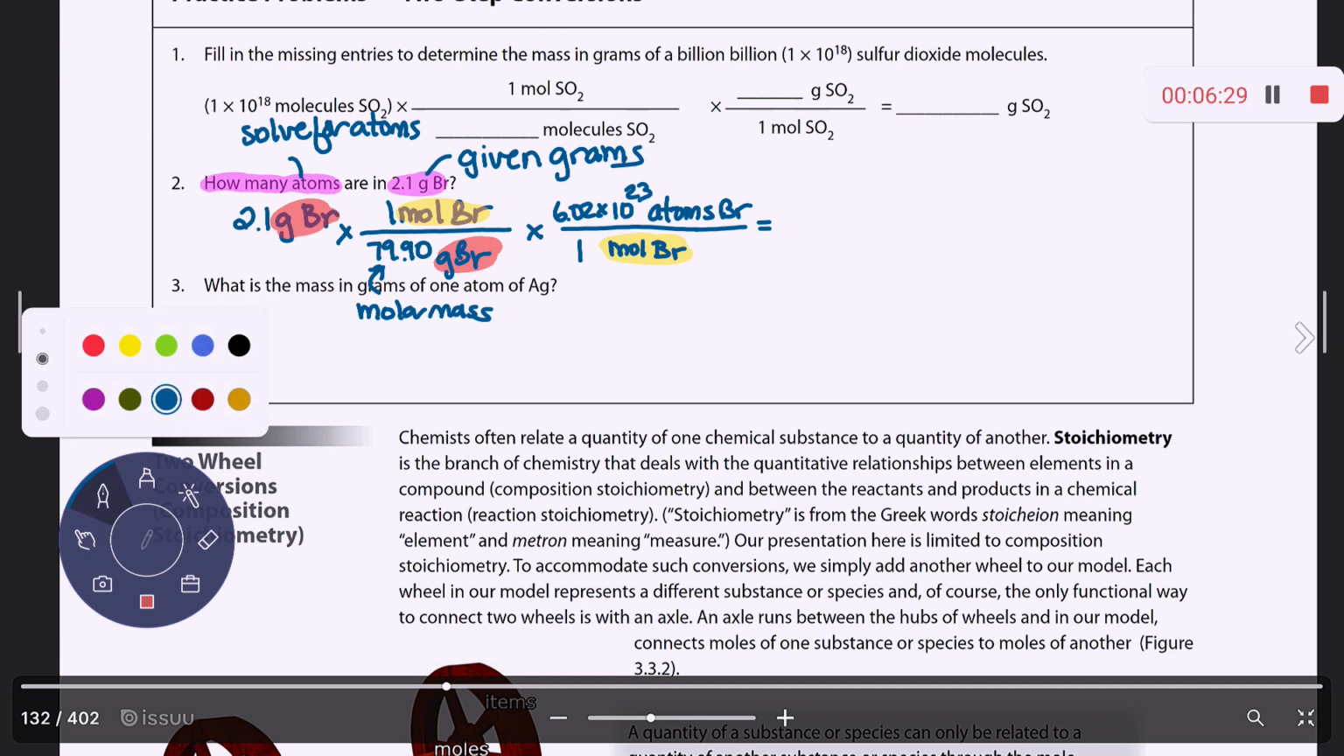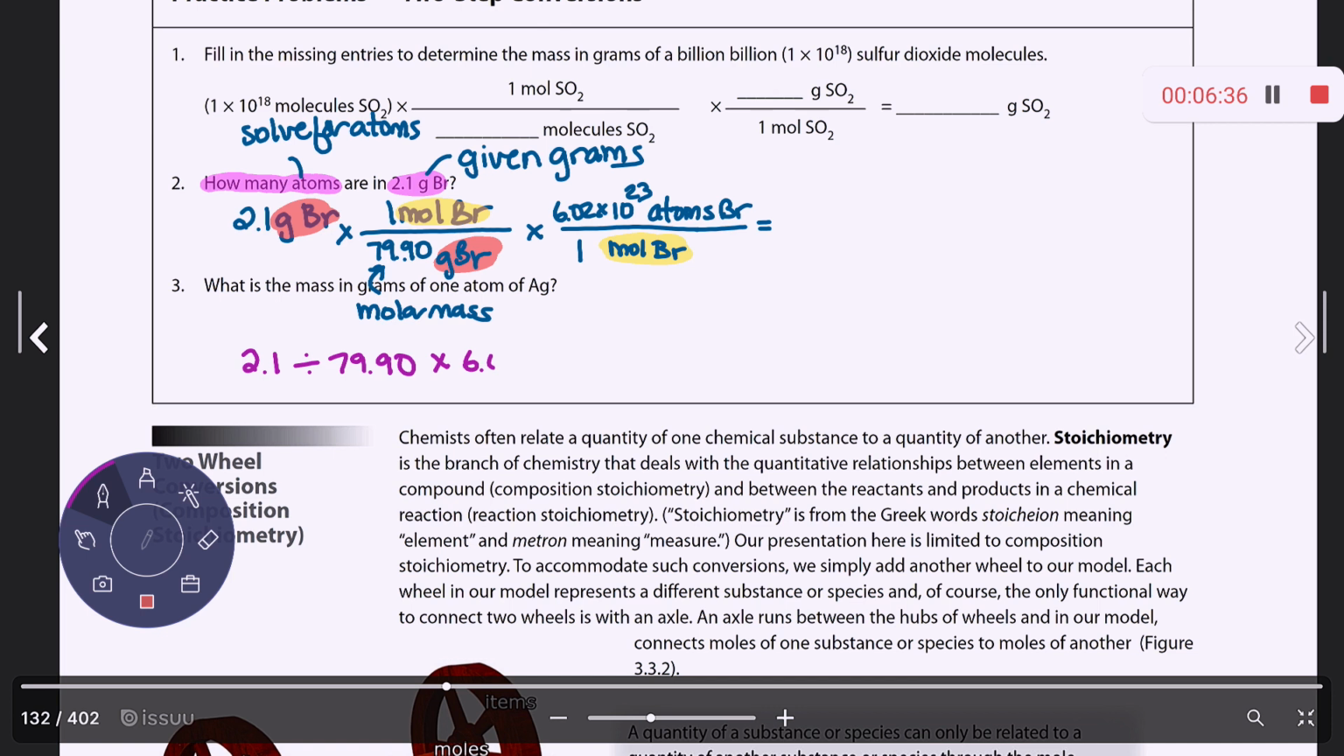In your calculator, this is 2.1 divided by 79.90 times 6.02 second E23. Be really careful when you put stuff like this in your calculator. This is in standard scientific notation, so you will not put an extra multiplication symbol in there. You just do the 6.02 second E23. 2 sig figs is the fewest sig figs that I have here, so we will have 2 sig figs in the result. I got 1.6 times 10 to the 22nd.